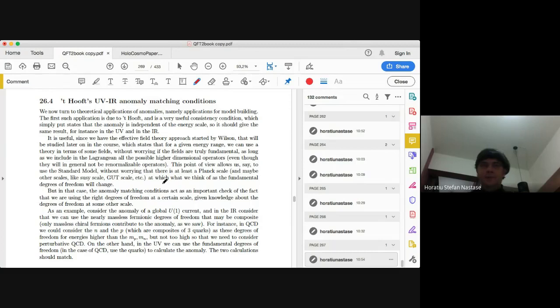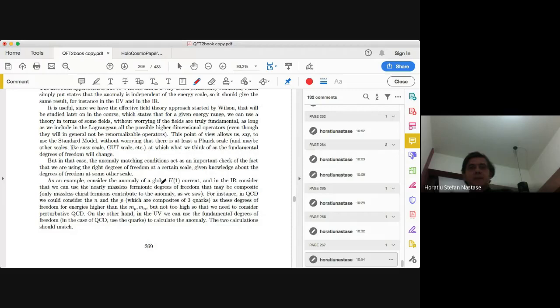shortly, that, simply put, the anomaly is independent of the energy scale. So the anomaly of a physical system is independent of the energy scale. In particular, we can say that the anomaly in the UV at high energies is equal to the anomaly in the IR at low energies. So this is useful because we have the so-called effective field theory approach started by Wilson that I'll describe later on.